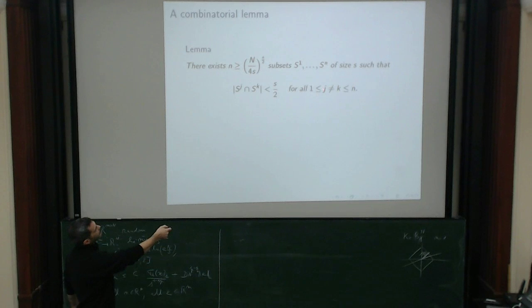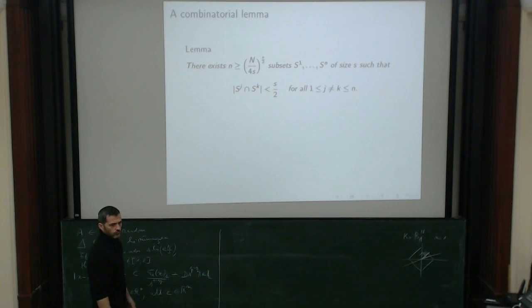Meaning that whenever you take a pair of those subsets, the size of the intersection is at most half the size of each of them. Can we get many of those subsets? Well, yes is the answer. We can get a number of those subsets, N, which will be larger than (n over 4s) to the power s over 2.